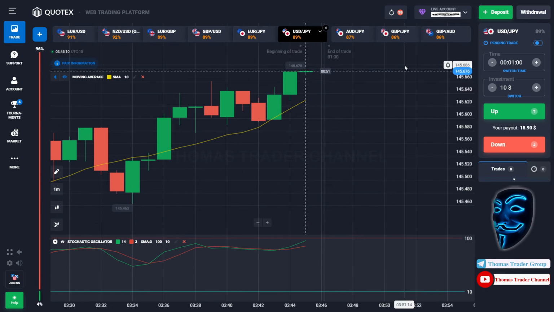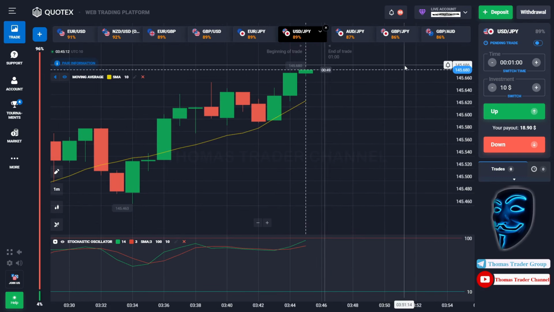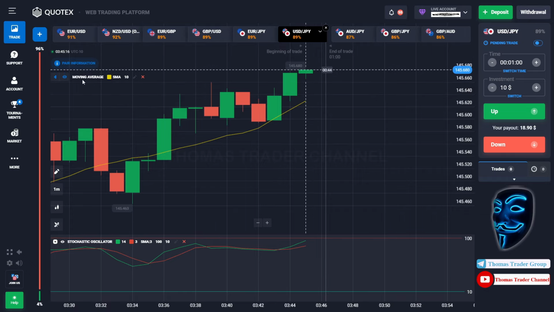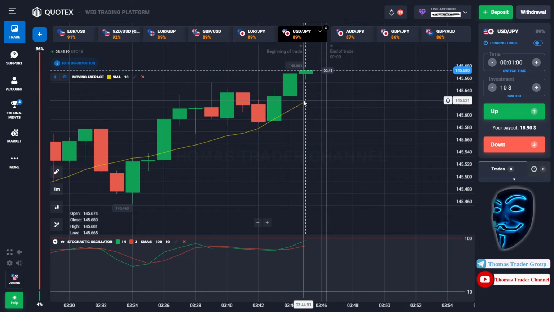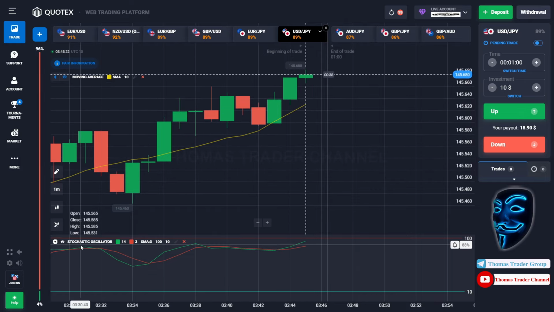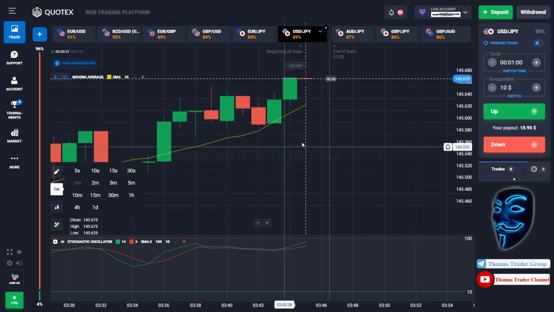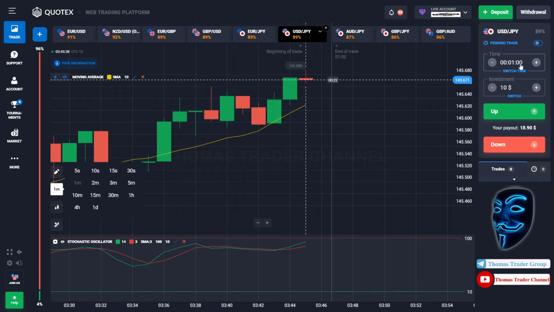Let's start our trading session for today. Today we are using two indicators. The first one is moving average, which is the yellow line over here. And the second indicator is stochastic oscillator. And today we are using 1 minute time frame for the candlestick. We are going to start with $10 investment. We are going to open the position in 1 minute time frame.